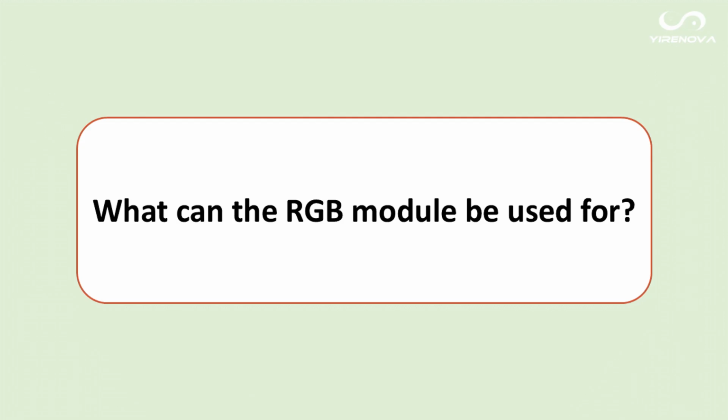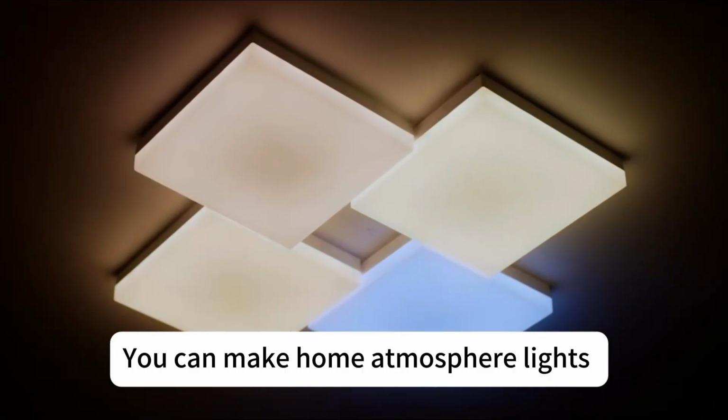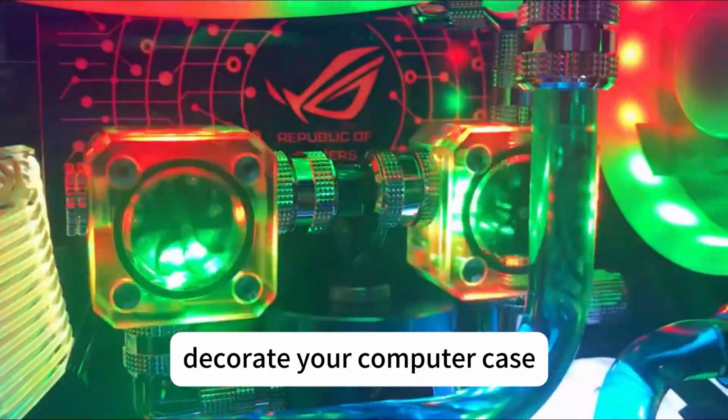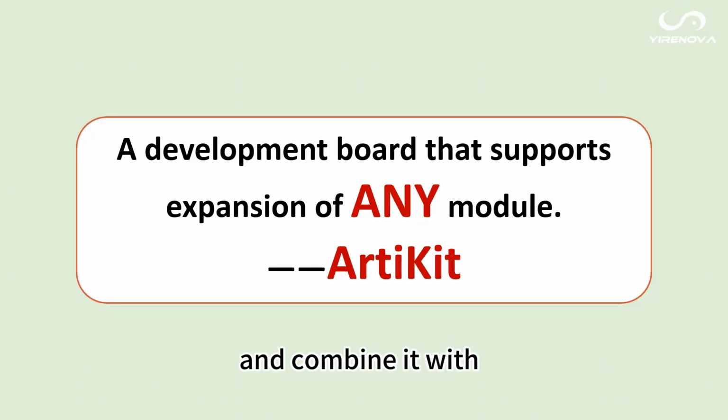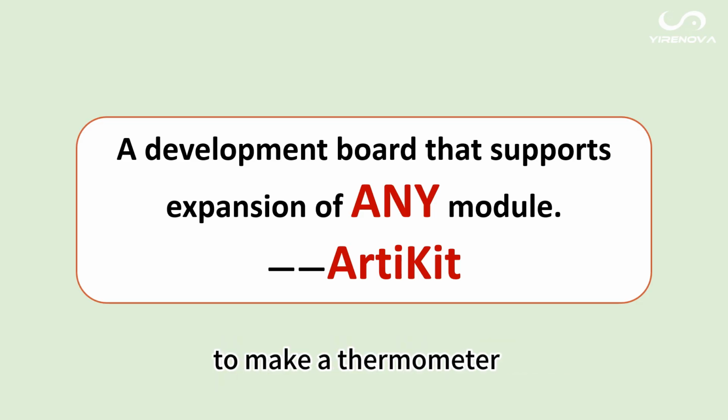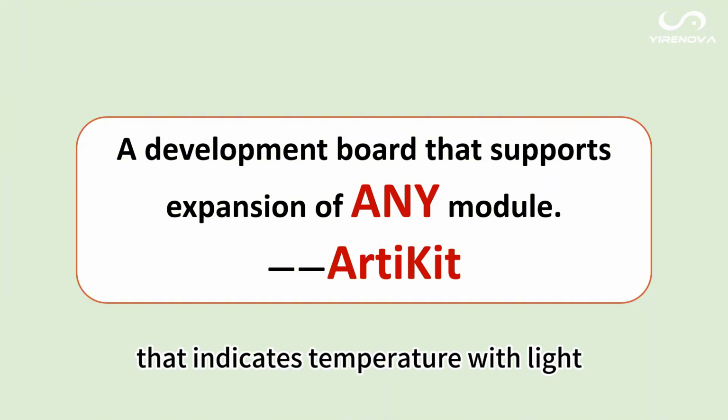What can the RGB module be used for? You can make home atmosphere lights to create a favorite atmosphere, decorate your computer case, and combine it with a temperature, humidity, and atmospheric pressure sensor module to make a thermometer that indicates temperature with light.